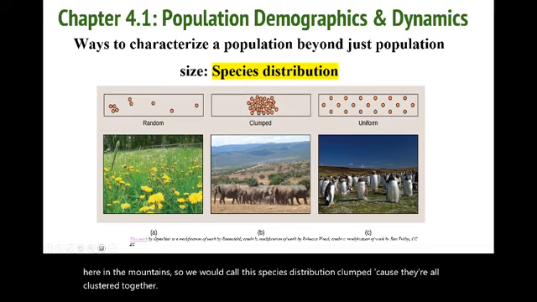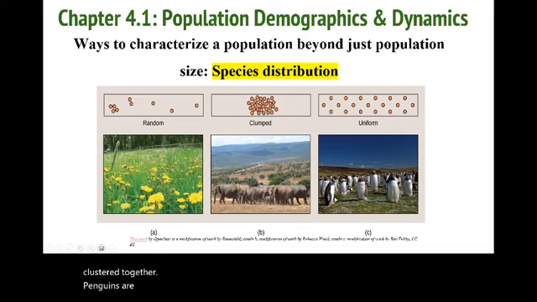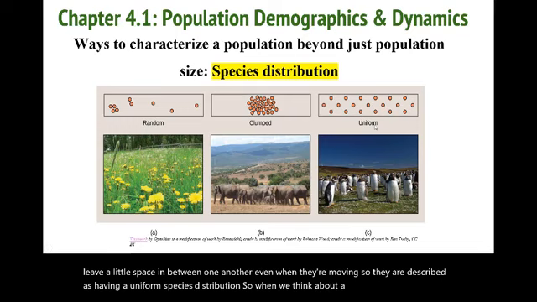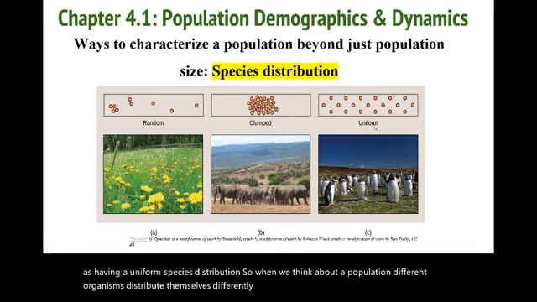Penguins are a unique distribution because they tend to evenly distribute themselves. They leave a little space in between one another even when they're moving. So they are described as having a uniform species distribution. So when we think about a population, different organisms distribute themselves differently in a given habitat.